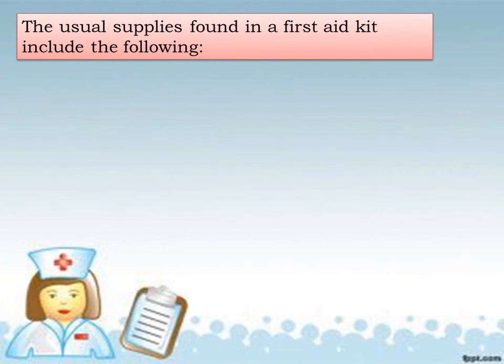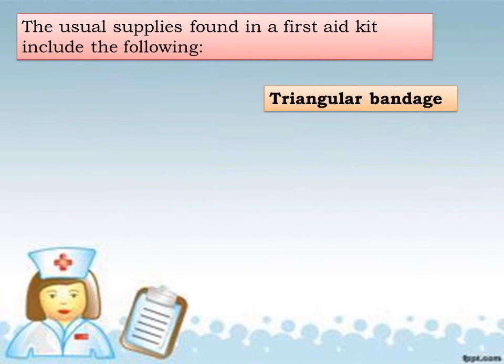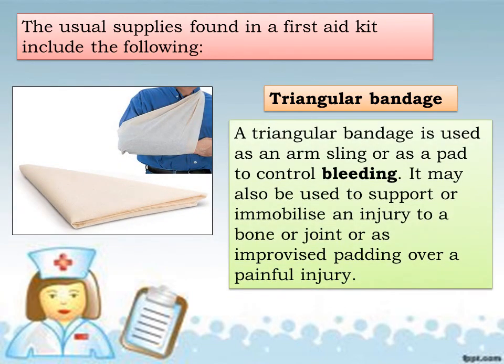The usual supplies found in a first aid kit include the following. First, we have the triangular bandage. A triangular bandage is used as an arm sling or as a pad to control bleeding. It may also be used to support or immobilize an injury to a bone or joint or as improvised padding over a painful injury. So remember, the use of the triangular bandage is as an arm sling or as a pad to control bleeding.